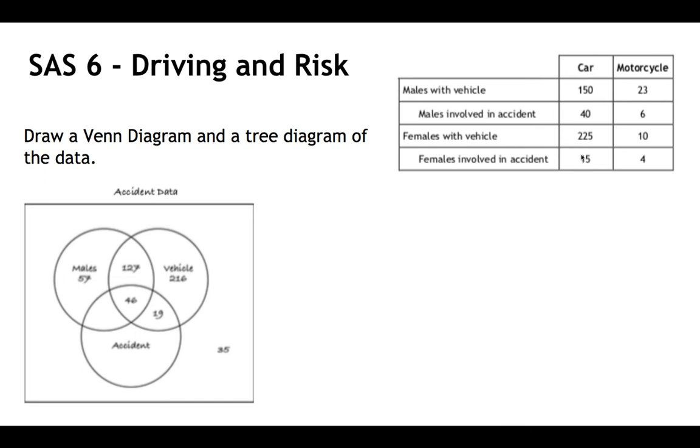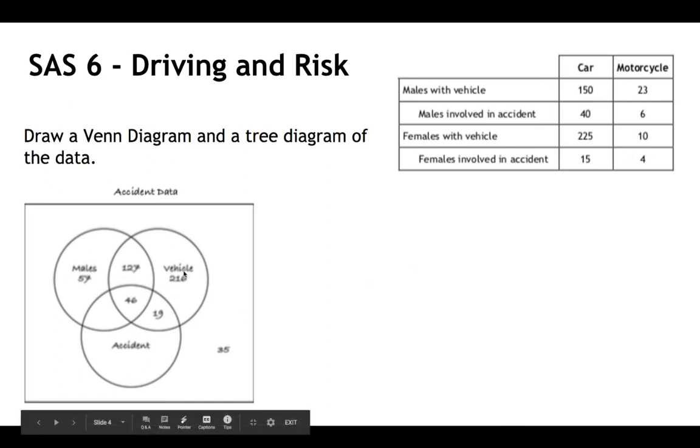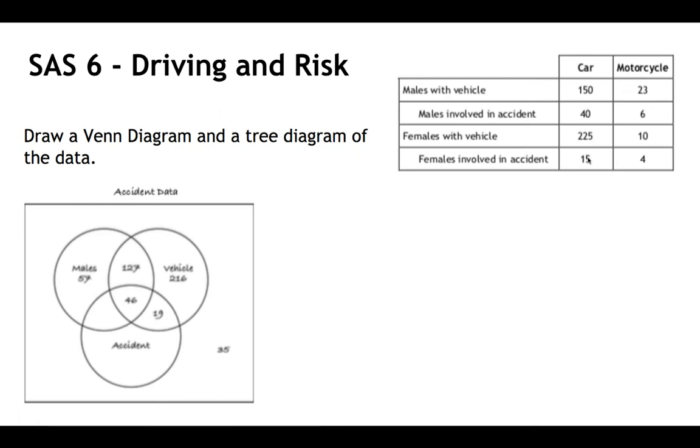Females involved in an accident is 15 plus 4. That should be the intersection of vehicles and accidents that are not male, and that's 19. 15 plus 4 is 19. So we know that adds up correctly.